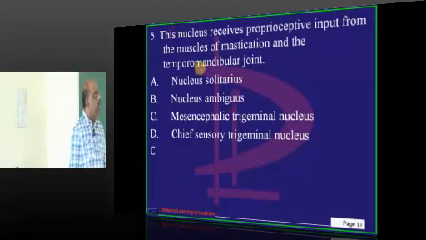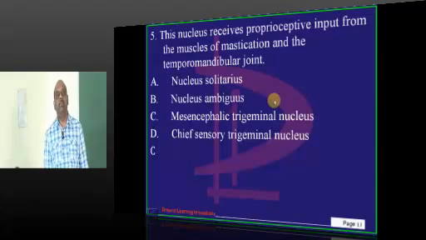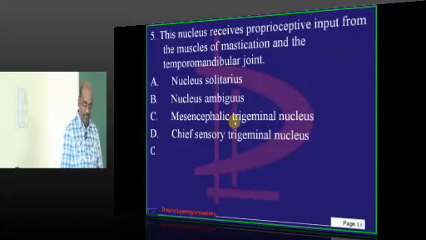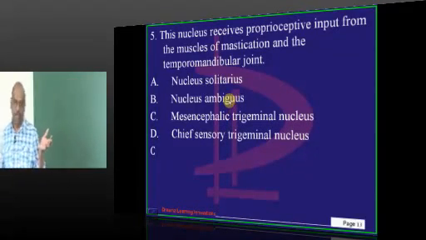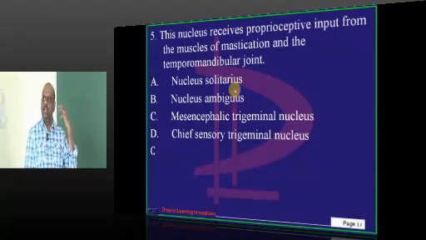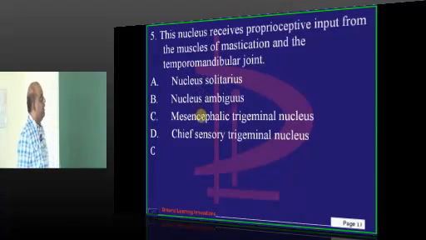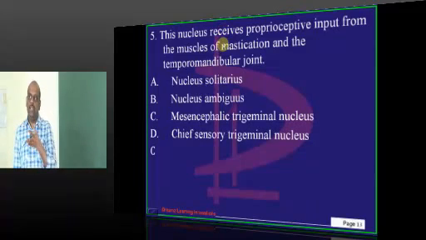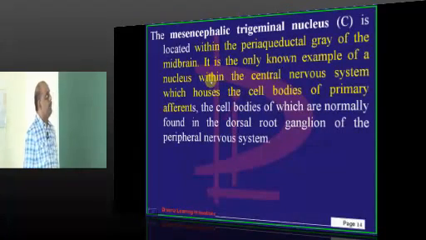Now doctor, which nucleus is important to receive the proprioceptive information from the muscles of mastication? Trigeminal. Trigeminal is a very extensive cranial nerve nucleus. It has a sensory nucleus, a motor nucleus, and in the midbrain it has a mesencephalic nucleus. So it is the mesencephalic trigeminal nucleus which receives the proprioceptive information from the muscles of mastication, and it is associated with the trigeminal, is what needs to be remembered.